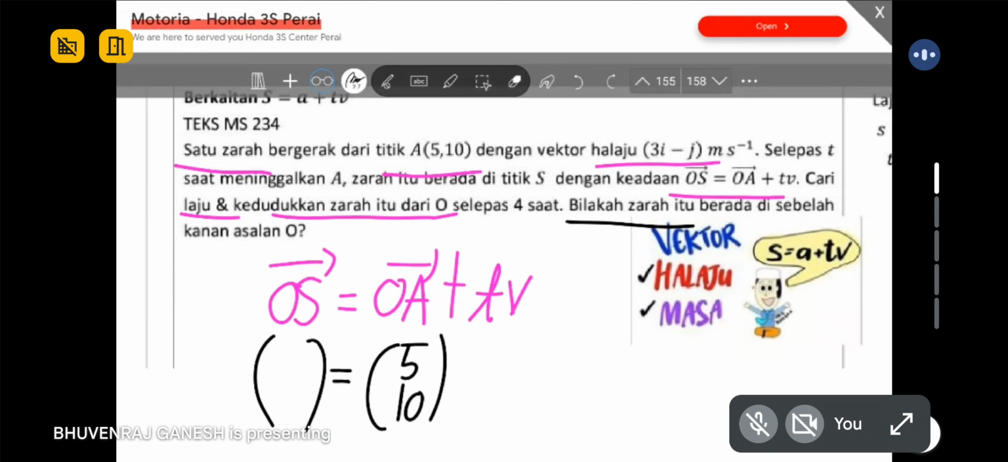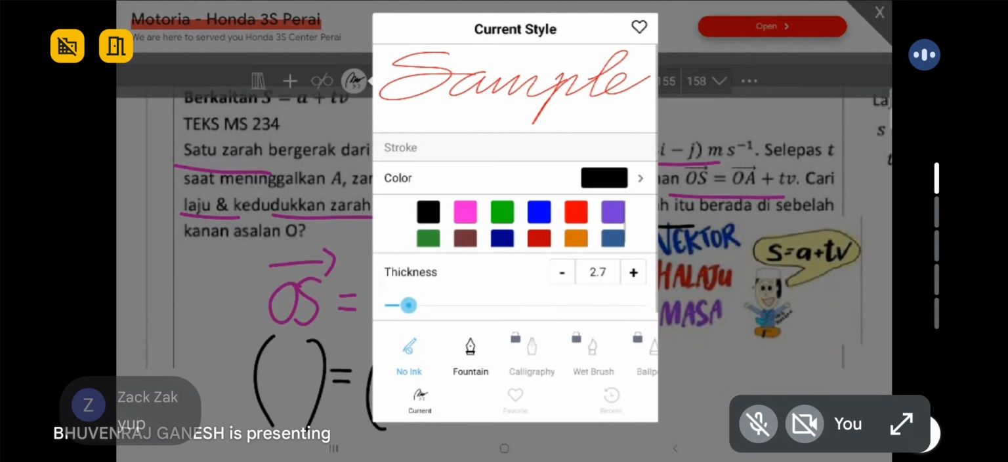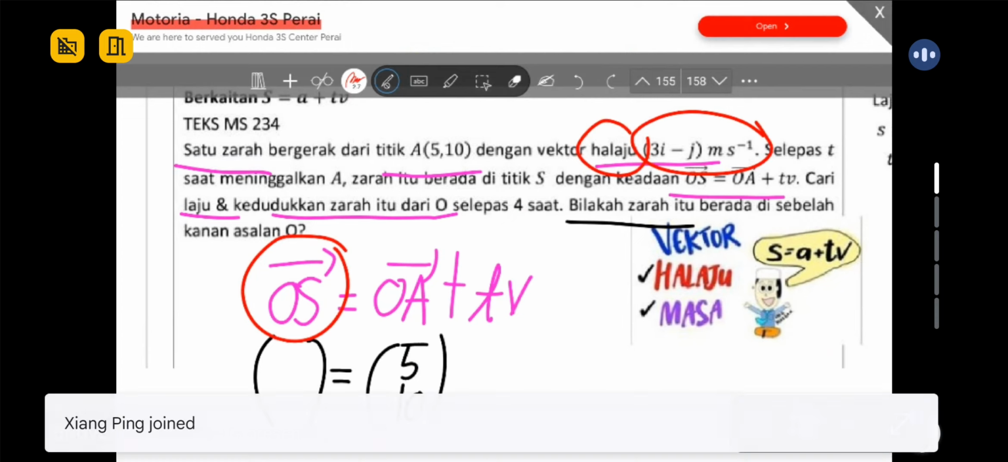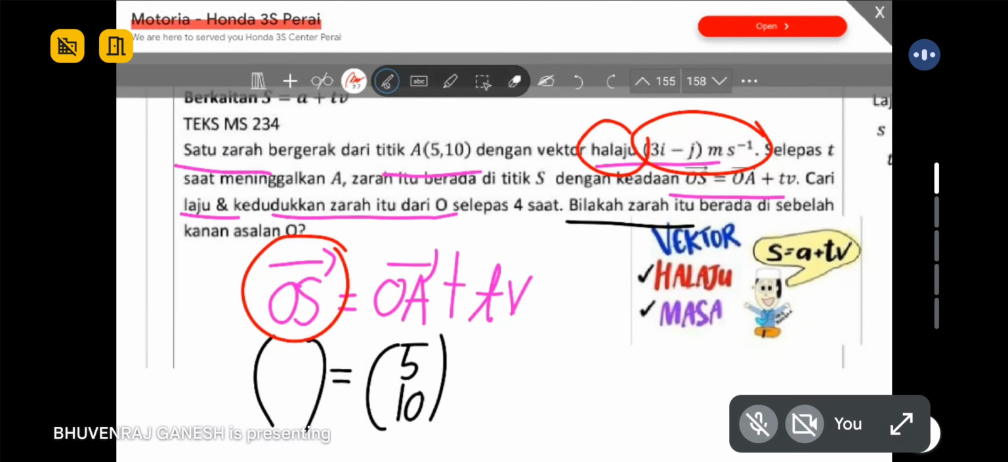3 minus j. Zach, do you mean 3i minus j? Is it 3i or typo kan? I think you do typo. Okay, 3i minus j, no. Okay, you must understand. 3i minus j, right, guys, is halaju, speed. But OS is the position, kedudukan. Position is not same as speed, guys. Okay, kedudukan must be distance, jarak. Okay, faham? Okay, so you guys must think and see.